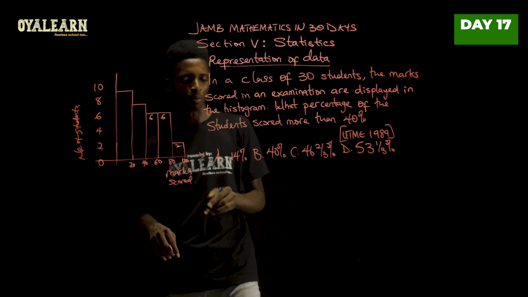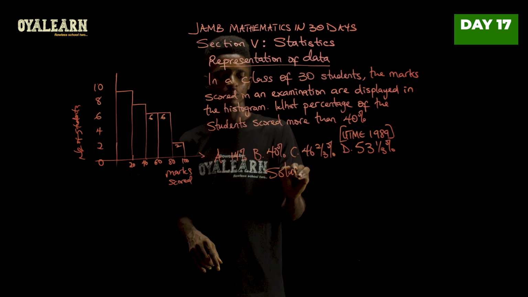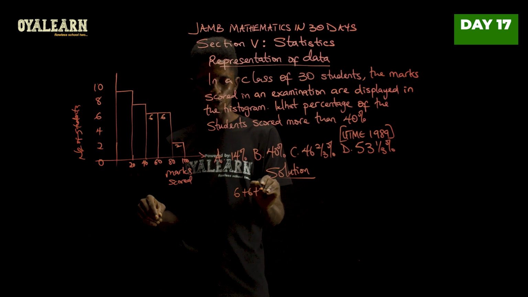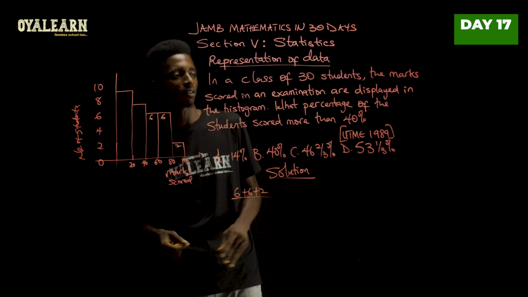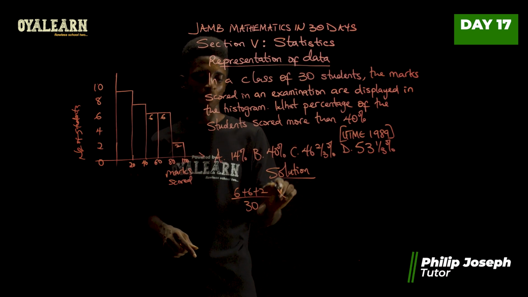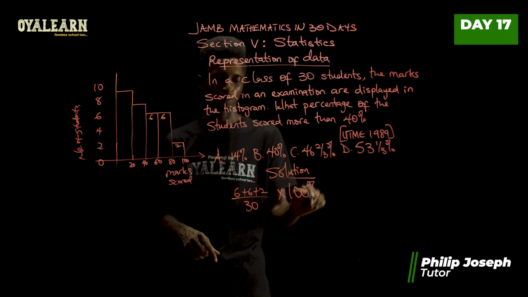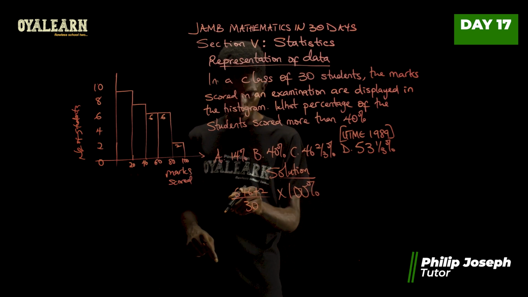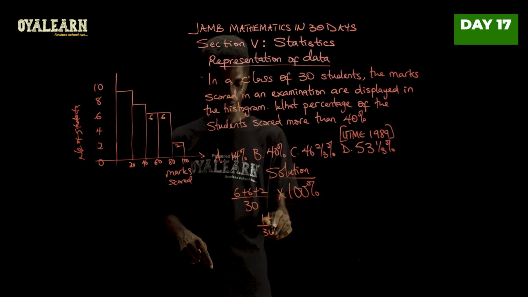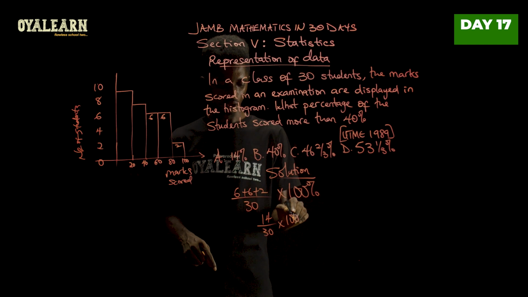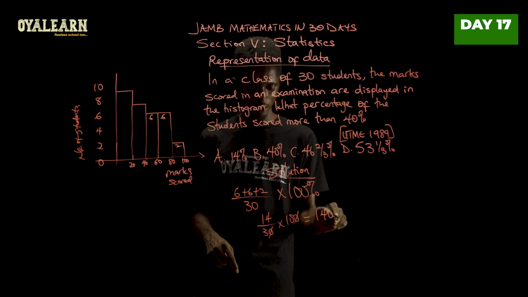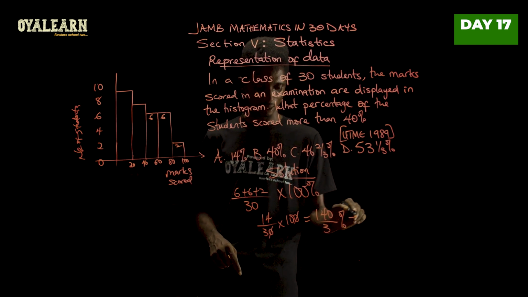So we have to add this up. So we have 6 plus 6 plus 2, all divided by the total number of students, which according to the question is 30. So we then multiply this by 100%. Now when we add this up, we're going to have 14 over 30 times 100. So 0 cancels 0. So now we have 140 divided by 3 in percent.